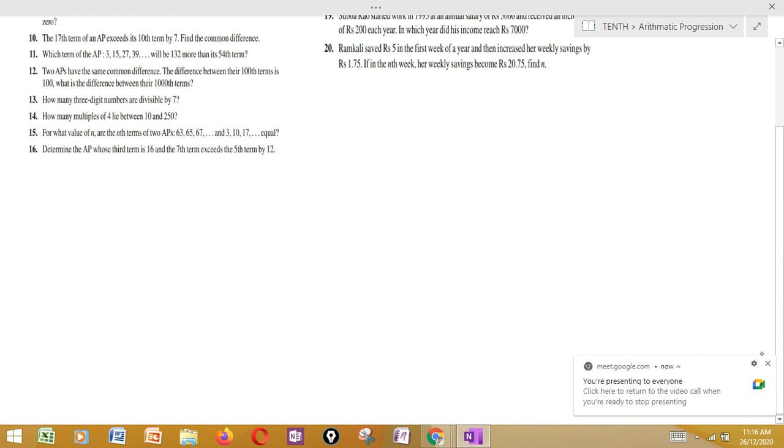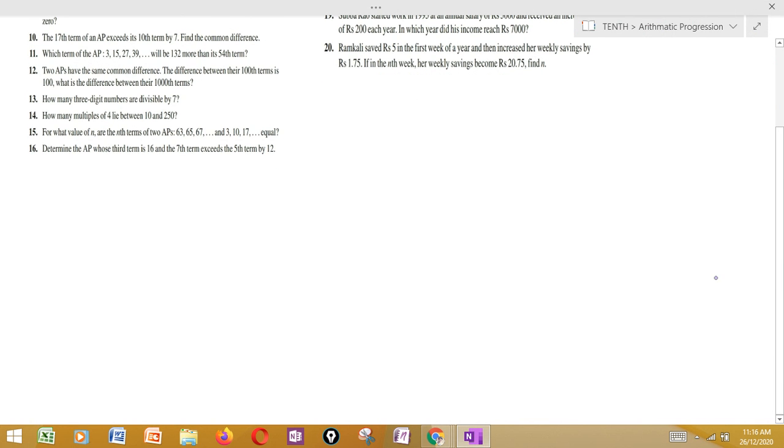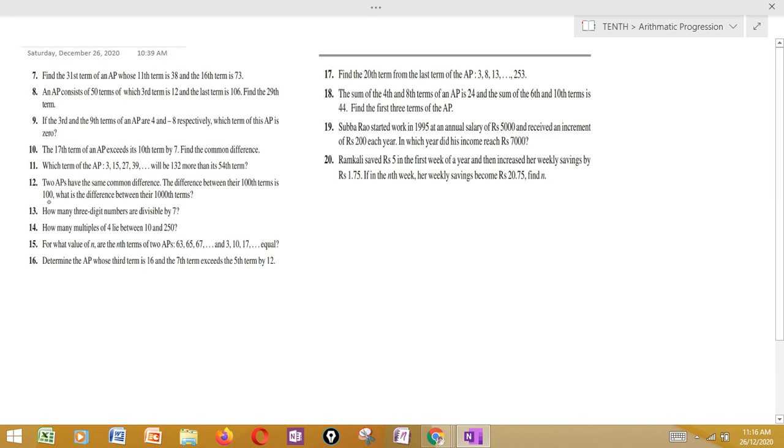Okay, in the last class we discussed up to question number 12, I think. So today we have to see question number 13. Yes, has anyone read the 13th question? How many three-digit numbers are divisible by 7? That is the question.